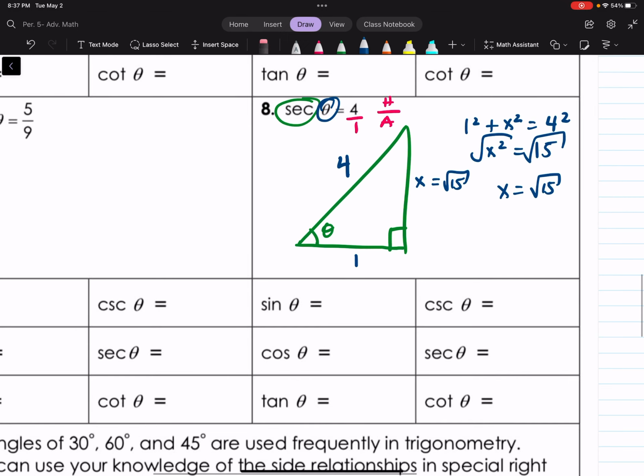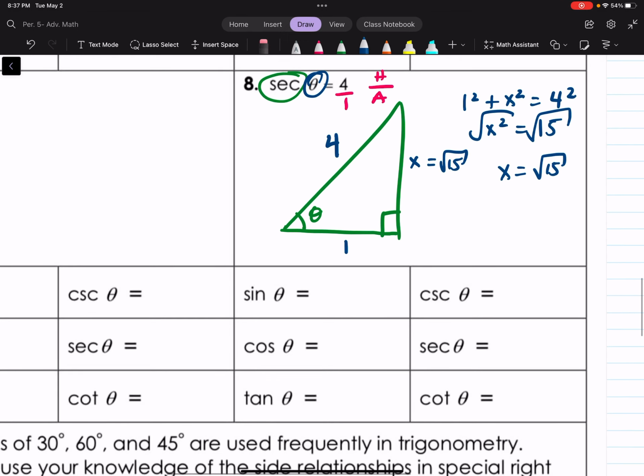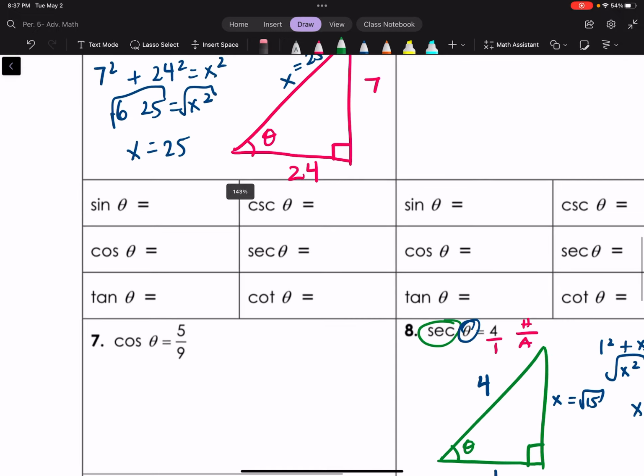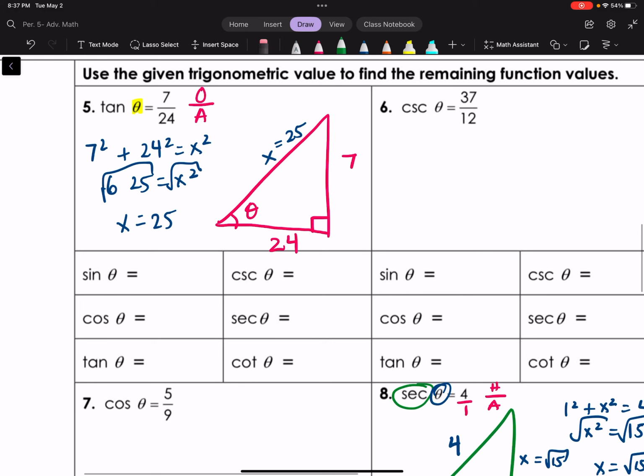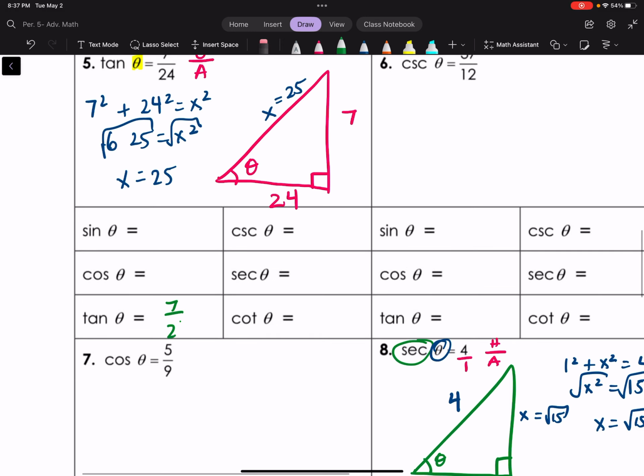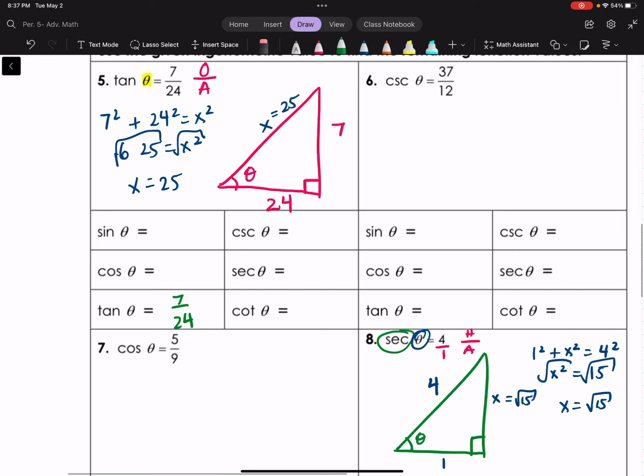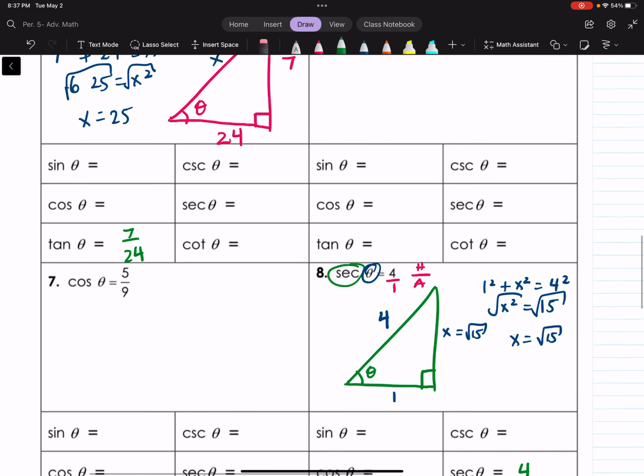Obviously, the one that you don't have to work out is the secant of theta. You already know what the secant of theta is. The secant of theta is 4, because that's what the original question gives you. Same thing over here. You do not have to work out the tangent of theta. You already know the tangent of theta is 7 over 24, because that's what they give you in the original question. But you should check that your triangle lines up.